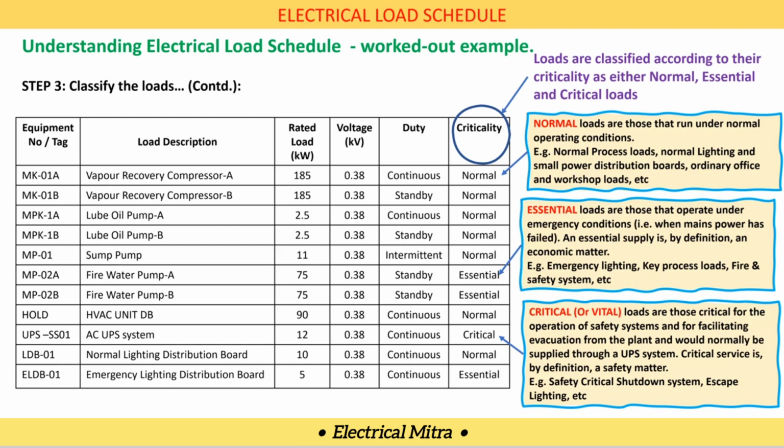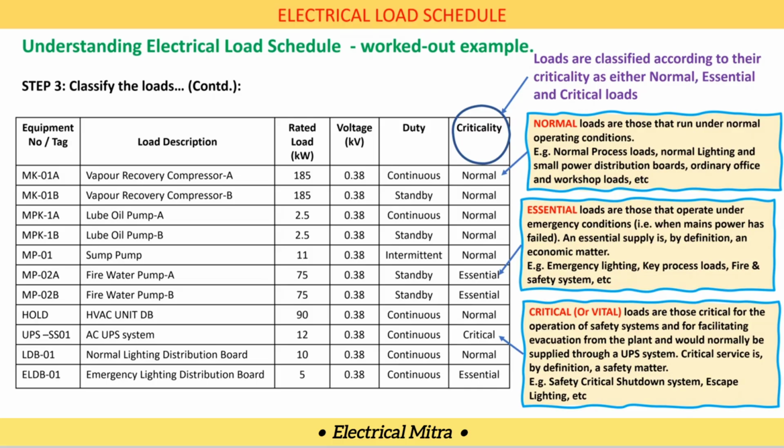Now, normal loads are those loads that run under normal operating conditions, like normal process loads, normal lighting and small power distribution loads, normal office and workshop loads, etc. While essential loads are those that operate under emergency conditions, that is, when the main power supply has failed. An essential supply is by definition an economic matter. Examples of essential loads are emergency lighting, key process loads, fire and safety systems, etc.